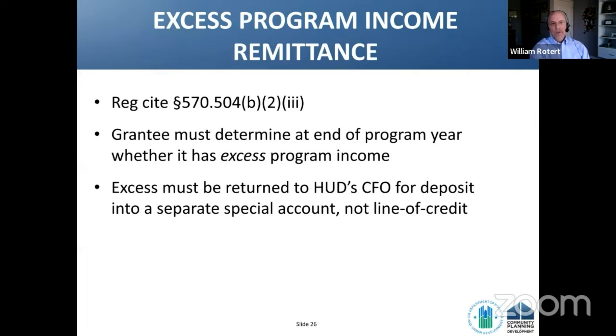And what that means is that you must determine at the end of each program year whether you have excess program income on hand, and we'll tell you what that means. Those excess funds must be returned to HUD's chief financial officer for deposit in a separate account. In other words, it does not go into your line of credit. So if you do meet this requirement and you do have excess program income, those funds go back to HUD's chief financial officer. Next slide.